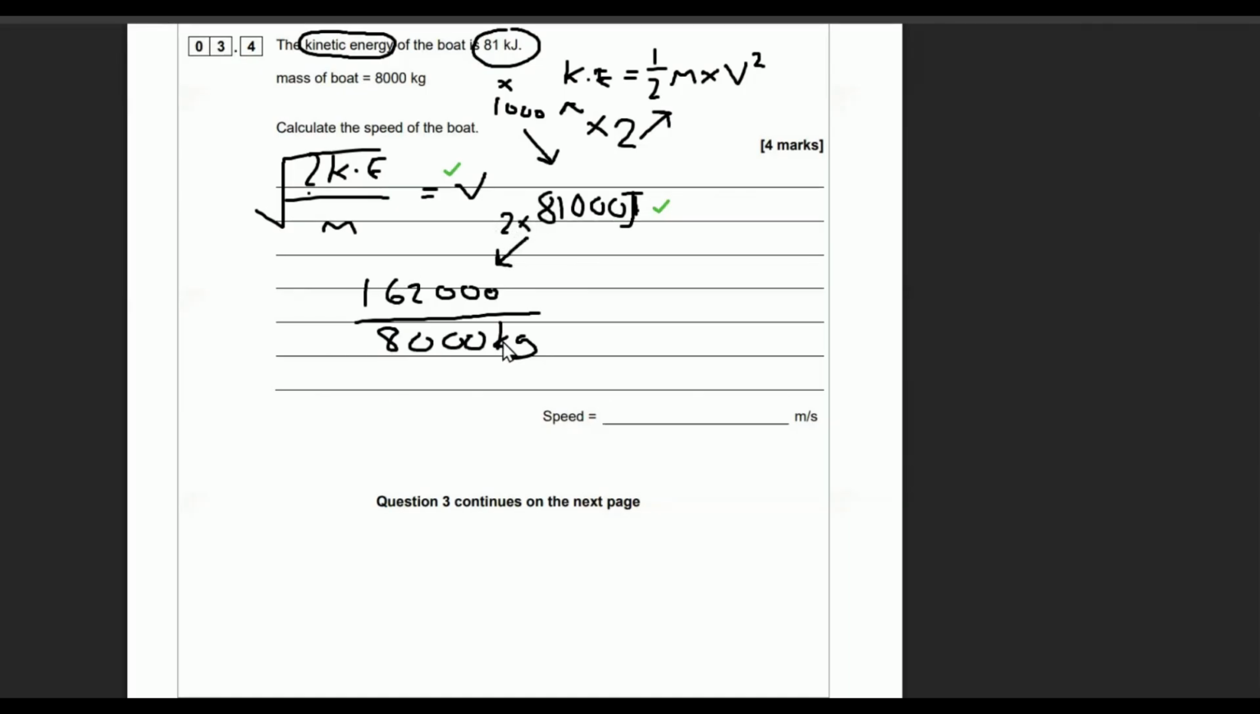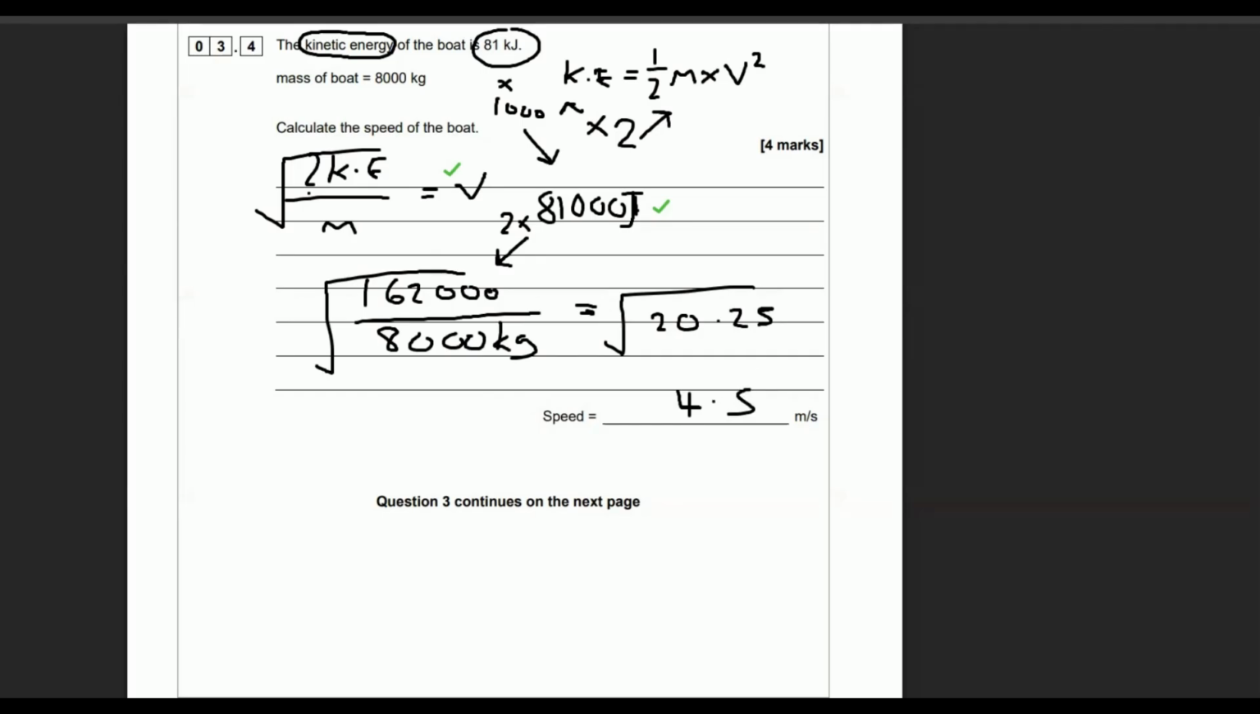And then I'm just going to do it divided by 8,000. But what have I forgotten? We need that square root. So I'm going to do 162,000 divided by 8,000. I then need to square root the answer. The answer is 20.25, and I need to square root that answer. So square root the answer, and I'm going to get 9 over 2, which is 4.5 meters a second.